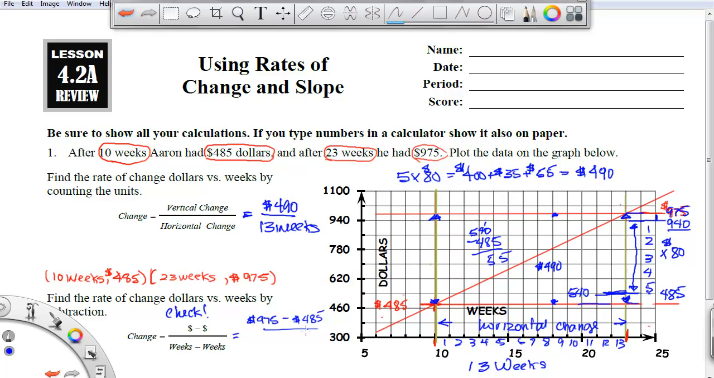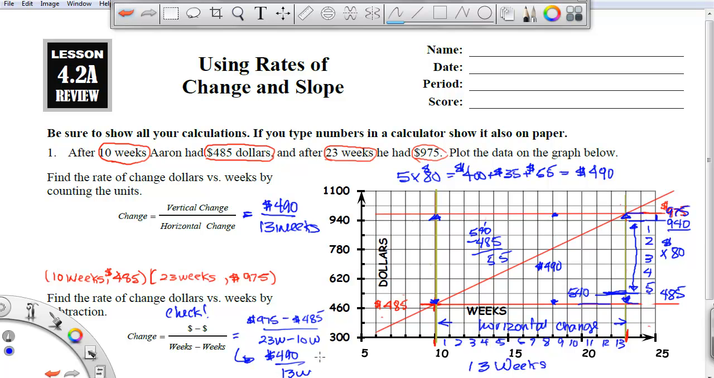And then the 13 weeks, we're going to subtract 23 minus 10 weeks. And what do we get? Well, 975, plug that in my calculator, subtract 485. I get 490, so that tells me I did the vertical one correct. Now let's do the bottom one. Well, 23 minus 10, that's 13 weeks.